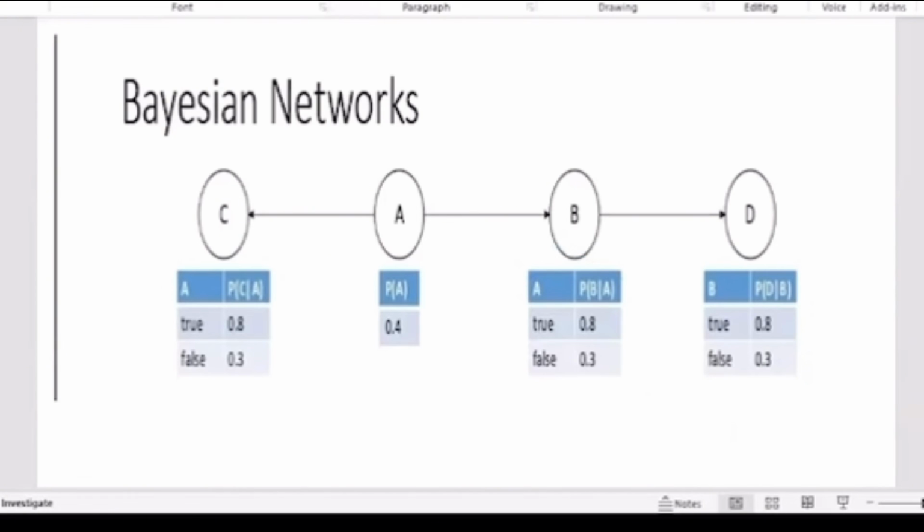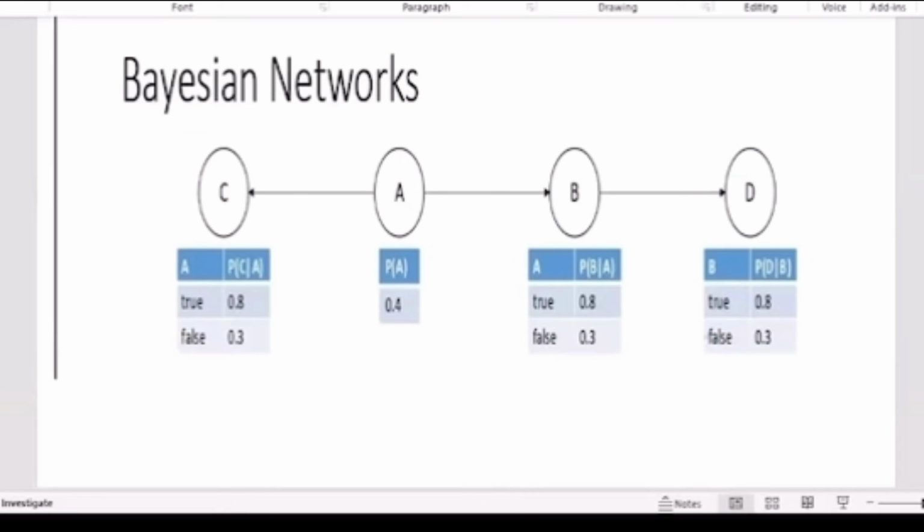Now take a look at this one. D depends on B, right? The probability of D given B is 0.8. The probability of D given B complement is 0.3. Any question? Now you are given all this, and I want us to calculate something. Number one, what is the probability of A?